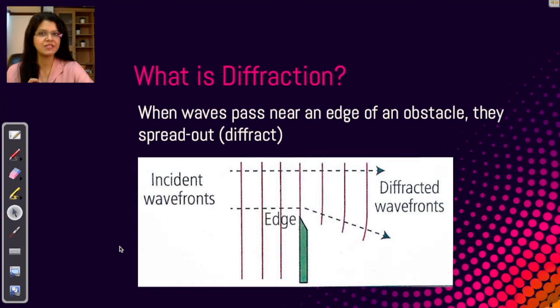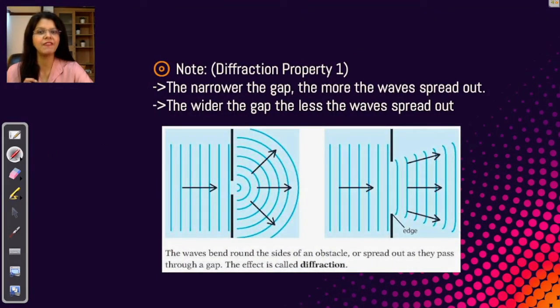So, two simple properties of diffraction. Property number 1. Please take out your pens, your paper, your notebook, and copy this. Narrower the gap, more the waves spread out. If you compare the two pictures, the smaller or narrower the gap, the more the spreading out pattern that you see. The second point is the same thing the other way around. The wider the gap, the less the waves spread out. Same thing said the other way, right? So that's property number 1.